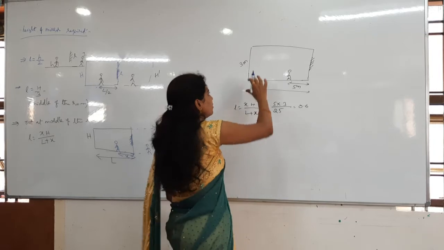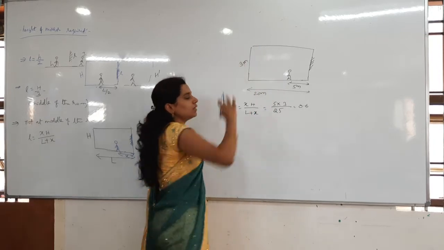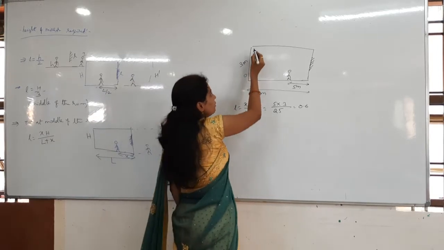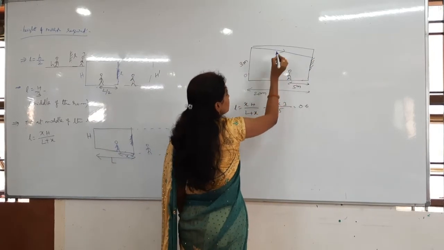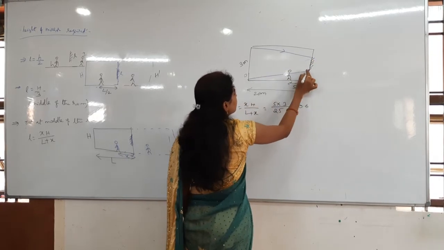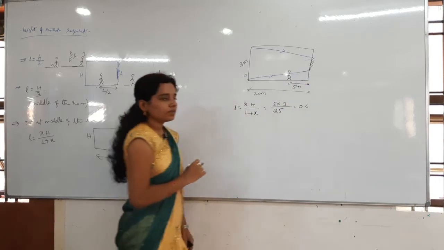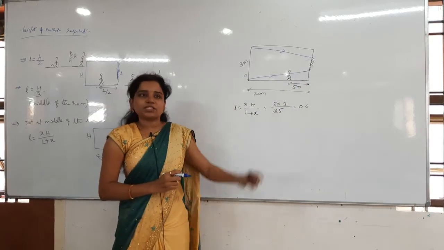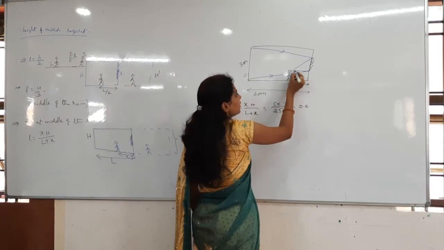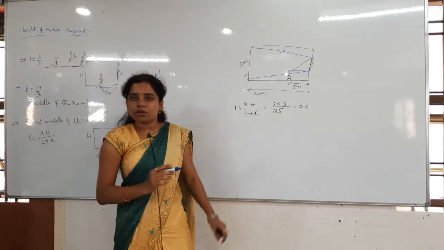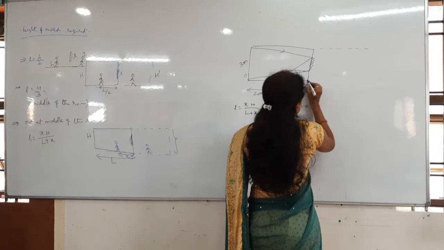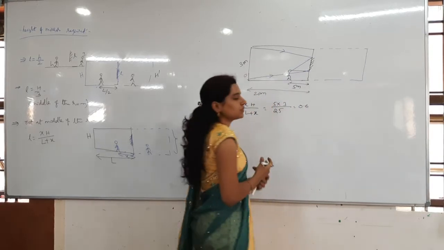Here I want to see the full height of the wall. This height of the wall is the object. From this object you have to take the 2 minimum rays to exactly the edges of the mirror, like this. Now the man wants to observe, so this reflected ray should strike the man's eye like this. Now he is seeing the image in this direction.